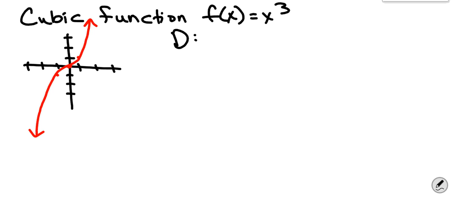The domain: as we walk along the x-axis, even if we're at negative infinity on the x-axis, we would see a y value way down there, and we step on it at 0, 0. As we go across, it's everything. So from negative infinity to infinity, the domain is all real numbers.